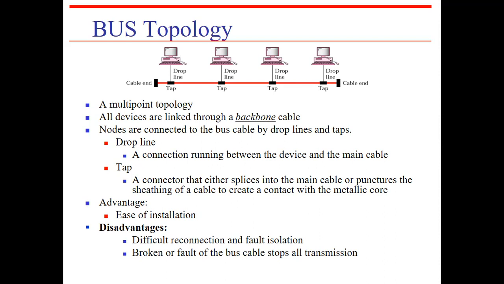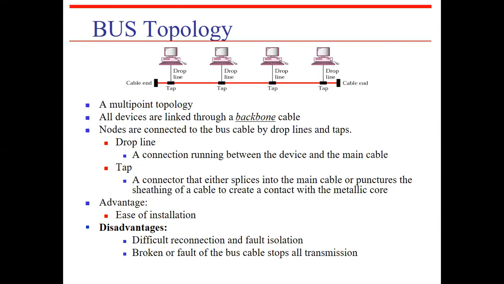Here, drop lines and taps are also there. Nodes are connected to the bus cable by drop lines and taps. A drop line is a connection running between the device and the main cable. The diagram shows the drop line connecting the devices and the main cable. A tap is a connector that either splices into the main cable or punches through the sheathing of the cable to create a contact with the metallic core.